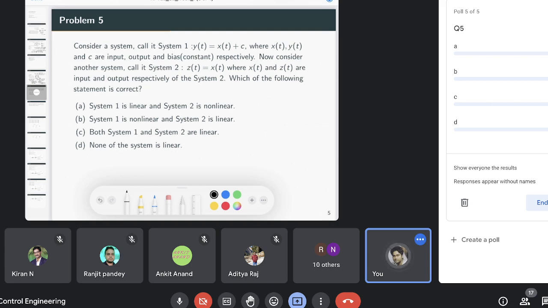Again, you can just check, because the option has only linear and non-linear, so you can just check whether these two properties, that is superposition and homogeneity, are satisfied for the given systems, and then you can conclude whether the system is linear or non-linear.